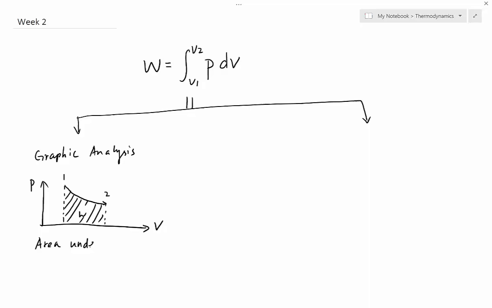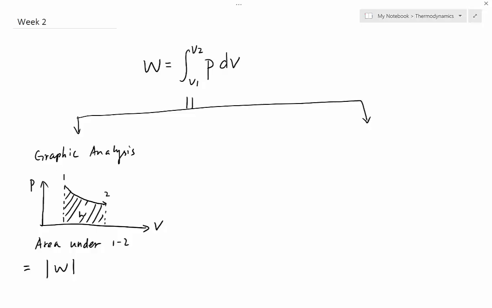The area under 1 to 2 is equal to the absolute value of work. This is what we concluded last time. The reason we have to add absolute value to work is because work can be positive or negative, but area is always positive, so we add the absolute sign to make it always positive. The good thing about this method is we can visualize where work is. That's the area under the curve.